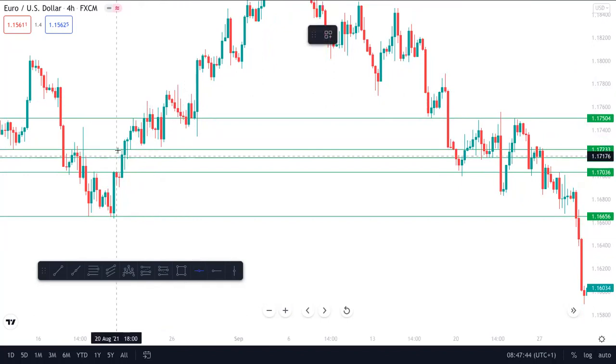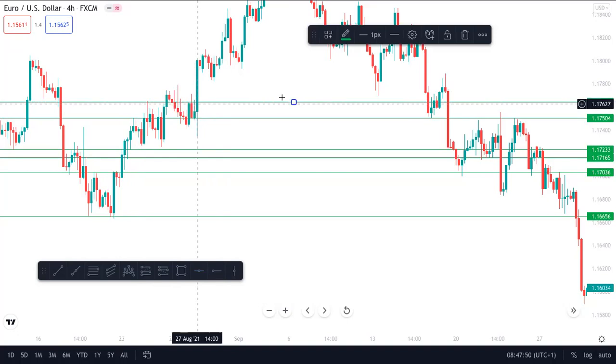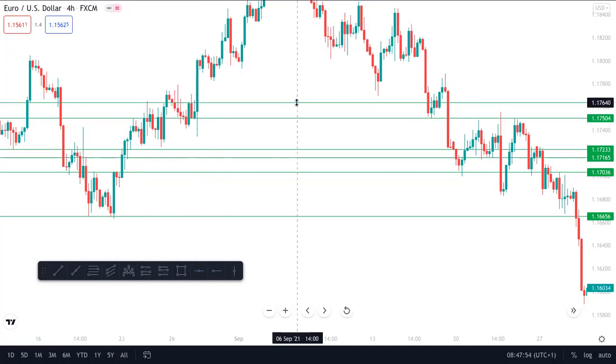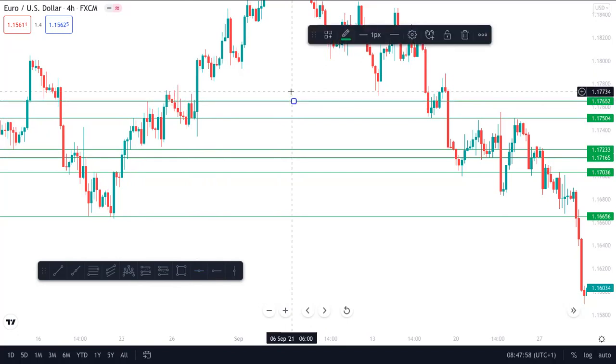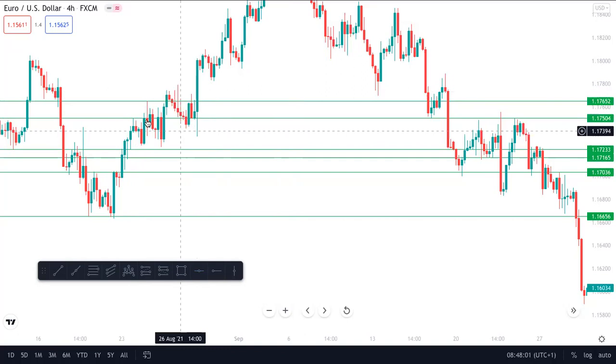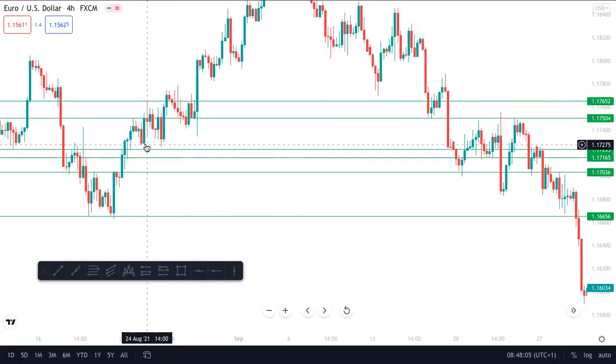So I'll put a line here. I'll put a line here. If possible, try to make it very, very precise. Now, its lowest point is this candle, which already has a line very close to it, so I would not be drawing another line. You get?